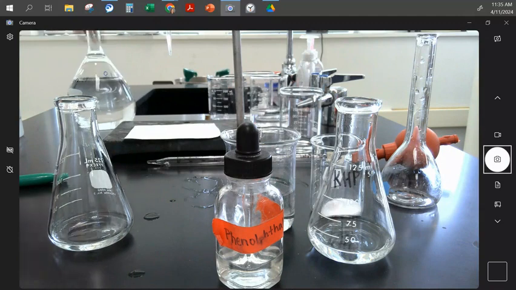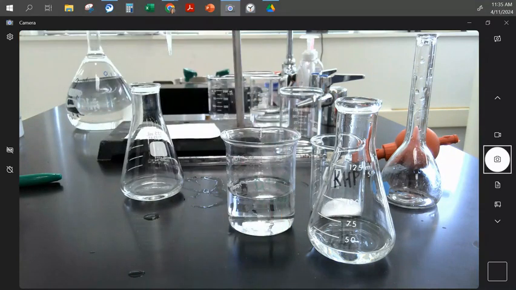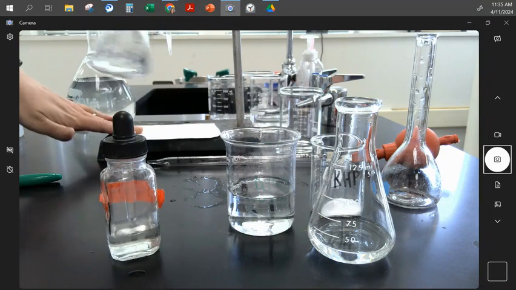Okay, so I haven't done that yet. I'm going to put 3 drops of indicator to tell me when they're equal. 1, 2, 3. Great. I'm going to swirl that around.